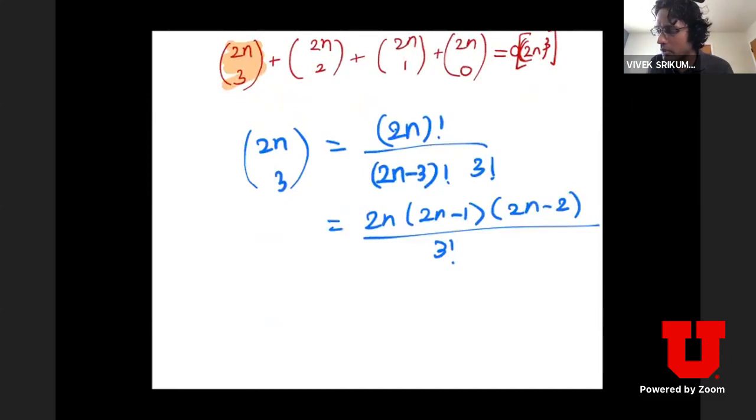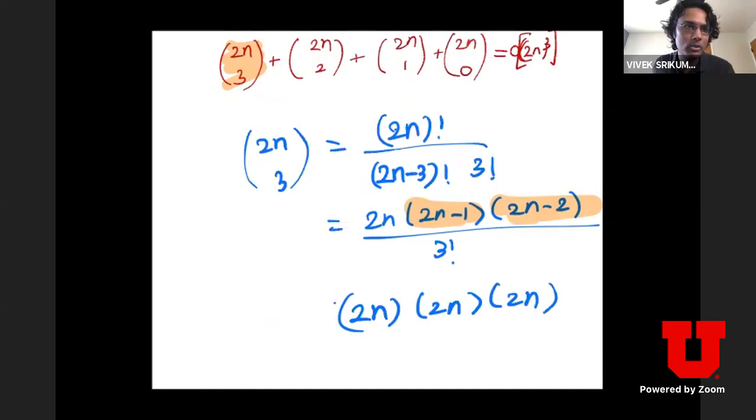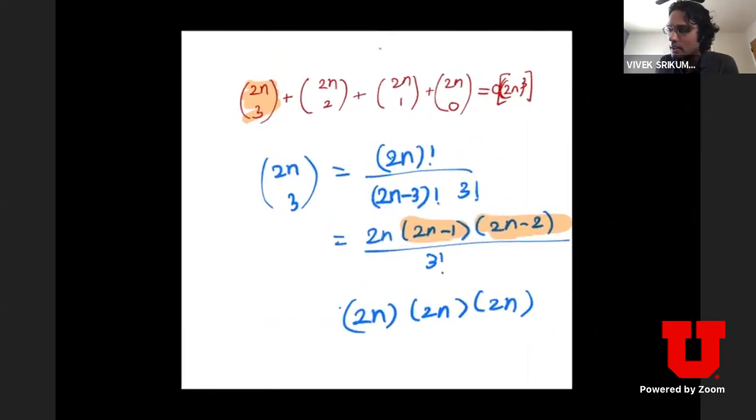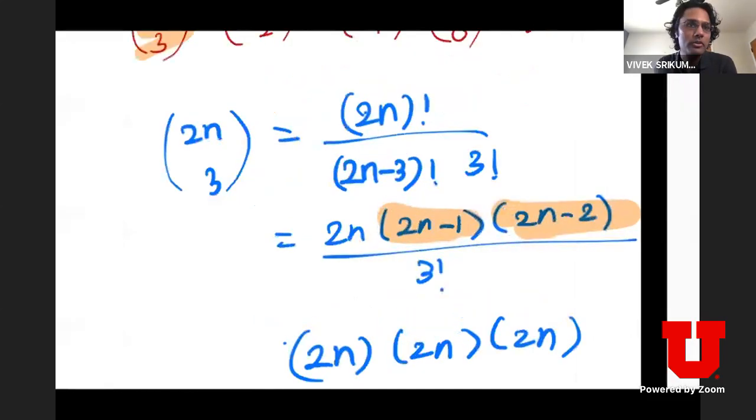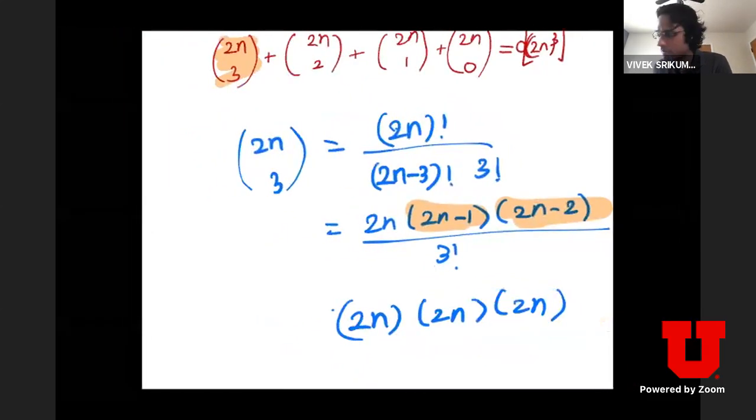Effectively, this term behaves like 2n when n is large, the constants really don't matter. This also behaves like 2n. This is essentially behaving like we are multiplying 2n three times. So you have 2n times 2n times 2n. When n is large, the 1 and 2 really don't matter. This assumes that n is greater than 3. In big O notation it doesn't matter, but n has to be greater than 3 because otherwise this term is not even going to come up. We can't choose 3 things out of fewer than 3 things.